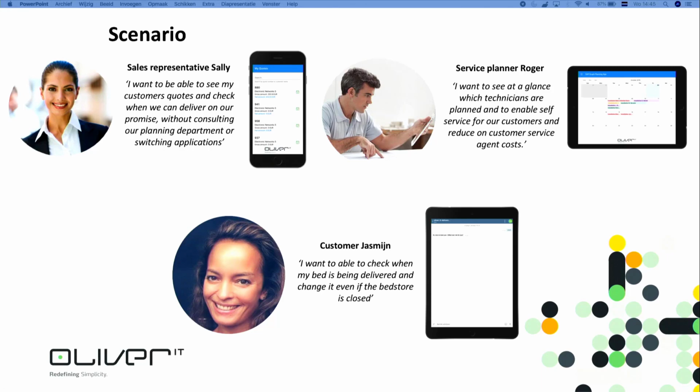But she also wants to interact with planning, right? So when Yasmin wants to have her bed delivered, she wants to be able to know when it's going to be delivered. And Sally doesn't want to pick up the phone and talk to the planning department first. So then we have Roger, who's responsible for planning, and he wants to be able to see which installations are done by which technicians on which dates.